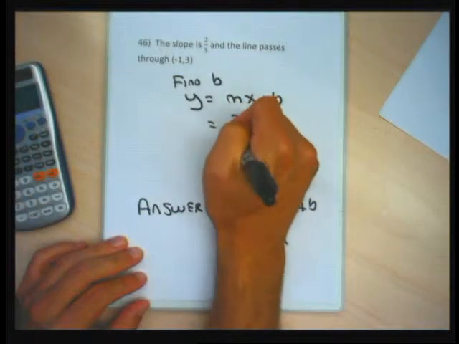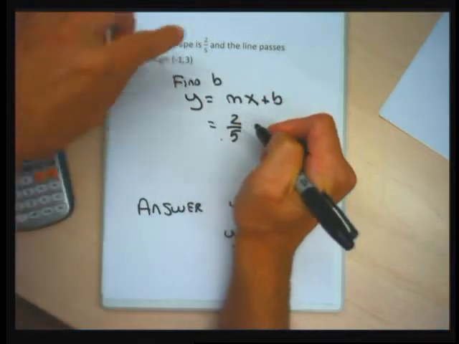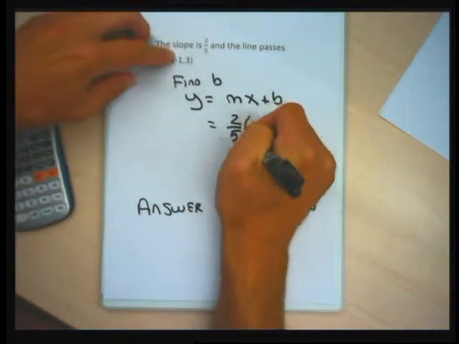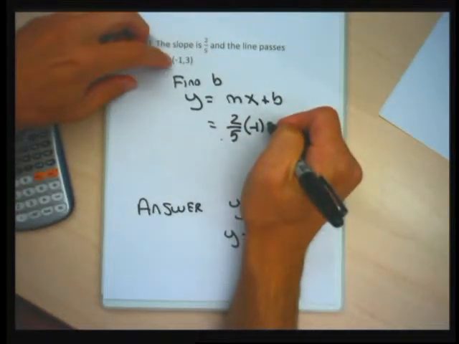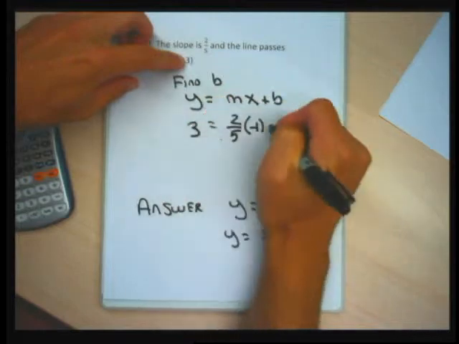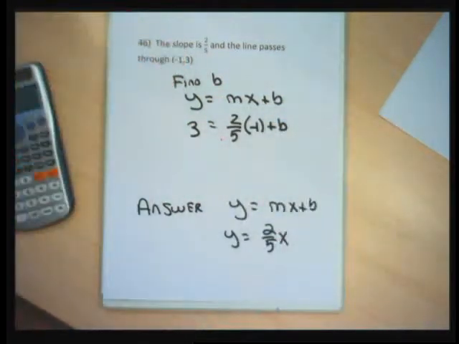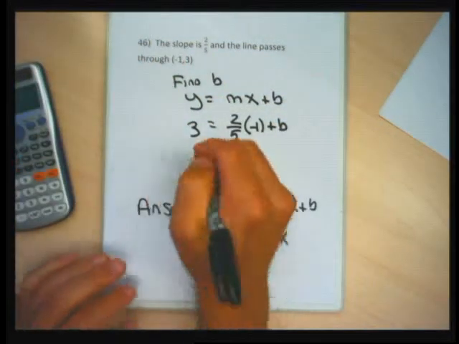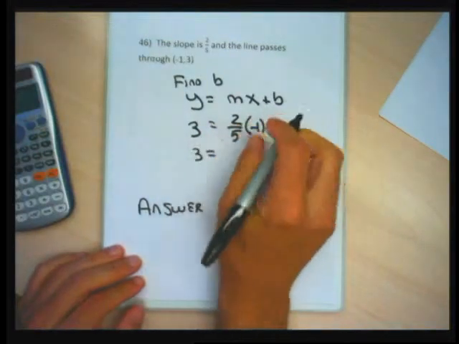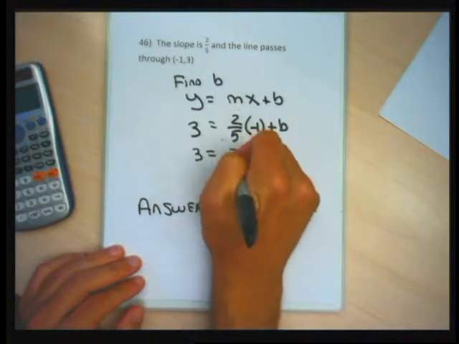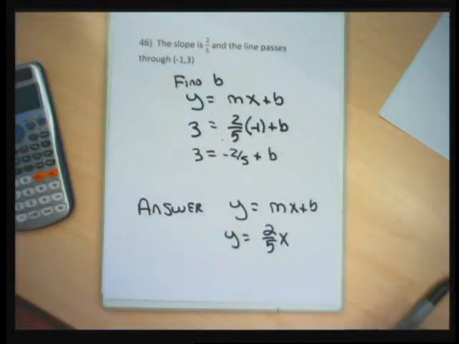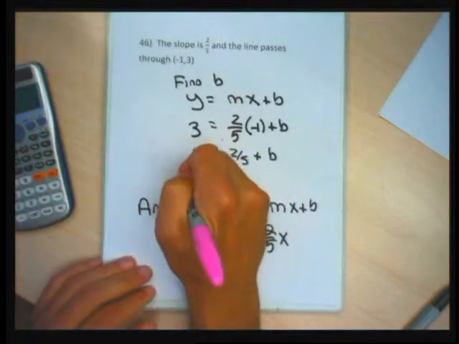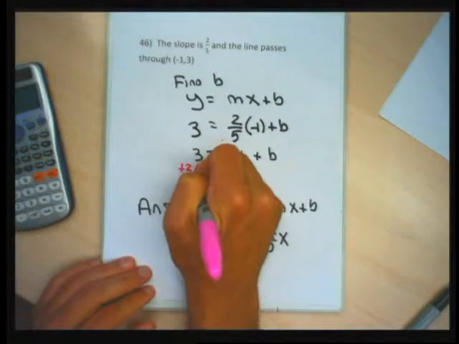Specifically, I'm going to plug 2/5 in for m because that's the slope. I'm going to plug -1 in for x because that's the x coordinate. I'm going to plug 3 in for y because that's the y coordinate. Now I need to solve for b. So I get 3. On the right side, I can do this multiplication without a calculator because -1 times anything just changes its sign. And now I'm going to add 2/5 to both sides.